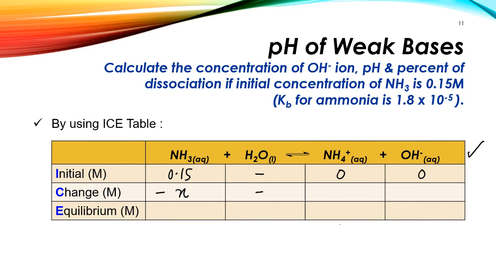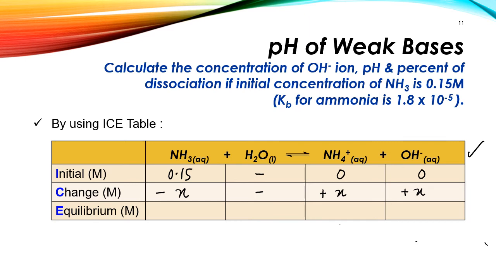As well as the product form, which is the ammonium form of X concentration, as well as the OH minus with X concentration. So make sure that the X value for the changes must be according to its stoichiometric coefficients. So at the end of the reaction, the reaction achieved the equilibrium concentration.